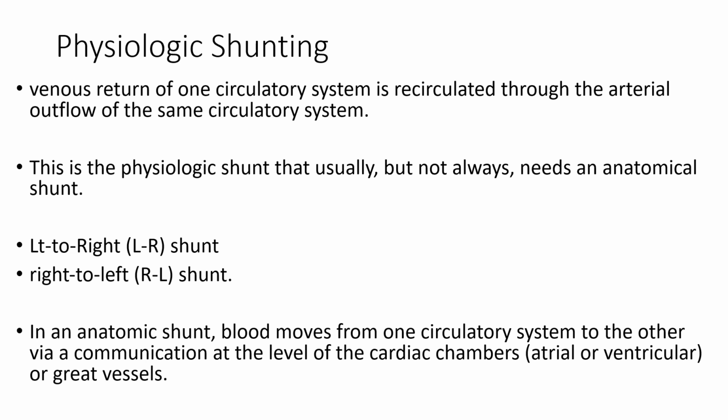So the physiologic shunt commonly is a result of an anatomic shunt. So in the anatomic shunt, the blood moves from one side of the circulation to the other side of the circulation. For example, from the right atrium to left atrium, from left atrium to right atrium, from the right ventricle to left ventricle, from left ventricle to right ventricle, and from the aorta to the pulmonary, or from the pulmonary to the aorta.